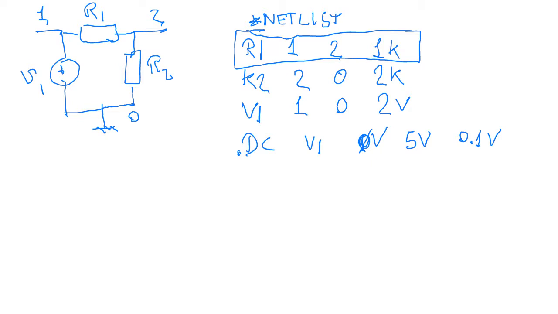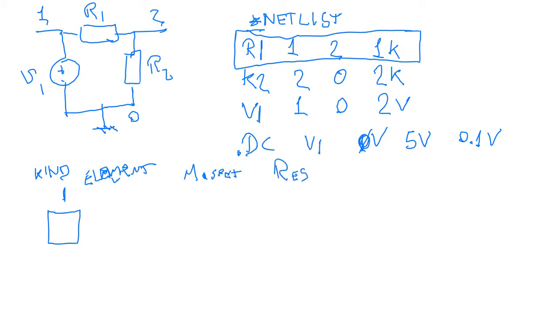First, you need a name where the first letter defines the kind of device, the kind of element. Okay, M, MOSFET, resistor, capacitor, inductor, Q for bipolar, and many other different things.